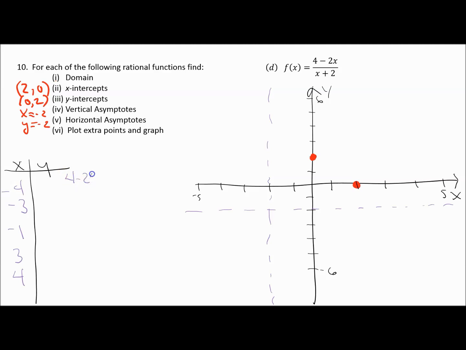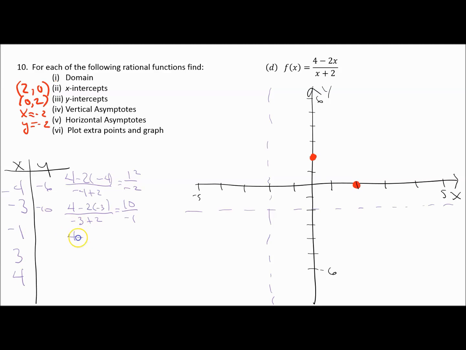So 4 minus 2 times -4, divided by -4 plus 2, is going to give me 4 plus 8, which is 12, divided by -2, which is -6. 4 minus 2 times -3, divided by -3 plus 2, gives me 4 plus 6, which is 10, divided by -1, that gives me -10. I don't have that on my scale, but we can approach that point.